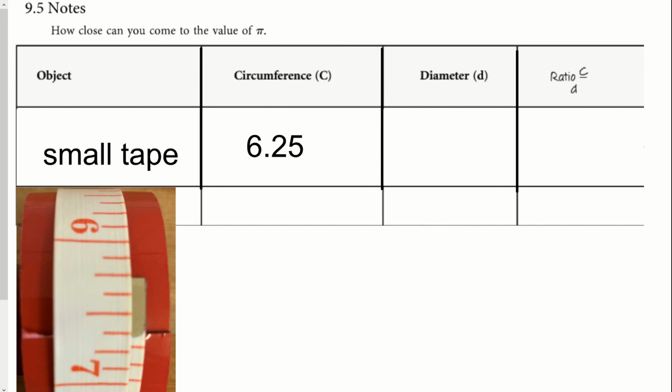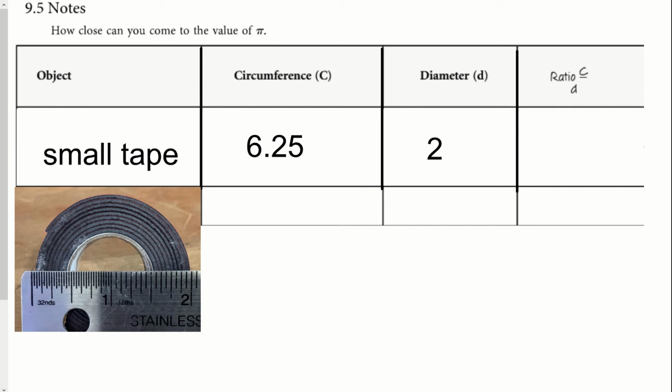The small tape here, as you can see, looks to be about 6.25 units, whatever that is. This is inches, but the units end up falling off towards the end because when you divide a unit by a unit, it just becomes one. So the circumference of this tape, the distance all the way around the tape, is 6.25 units. Let's go ahead and measure its diameter. It looks like the diameter of the tape is approximately 2 units. Again, this is inches, but units won't matter because at the end, when we divide units by units, they go away.